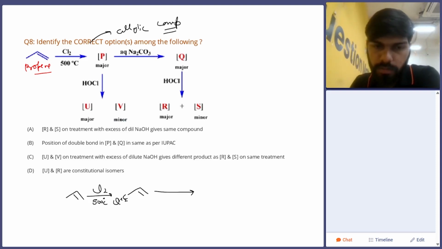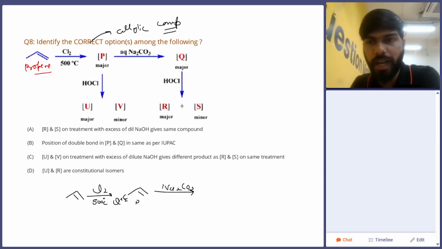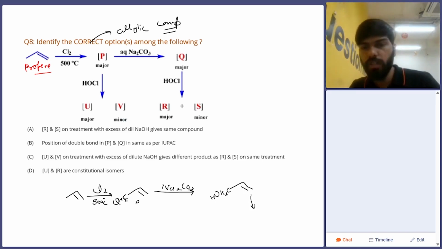Now this is product B, add aqueous sodium carbonate. So aqueous sodium carbonate, when it reacts, is converting the compound into CH2OH. Okay. Now if it reacts with HOCl, this will give you the 2-degree carbocation, which is more stable. So when the 2-degree carbocation is more stable, then it is CH2OH, OH, and Cl. Okay.